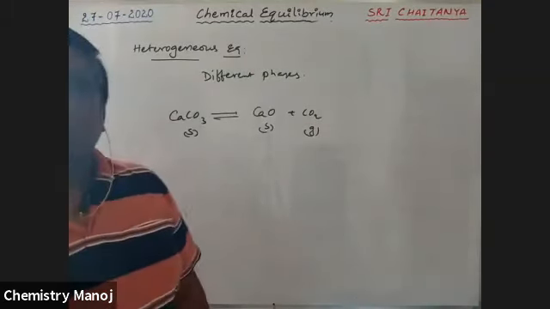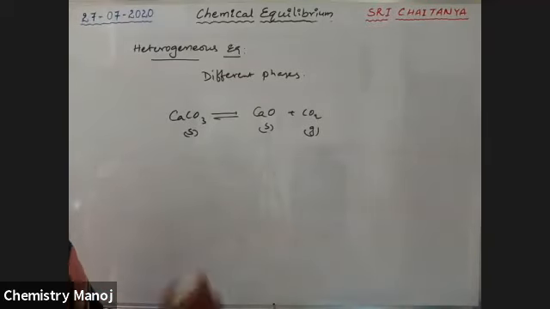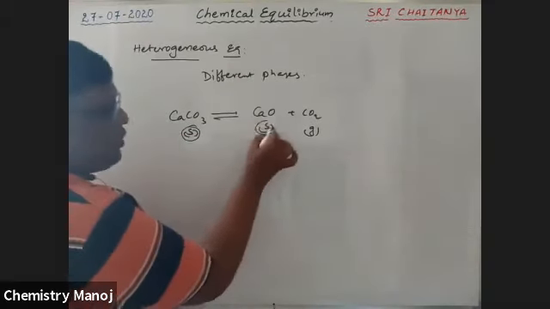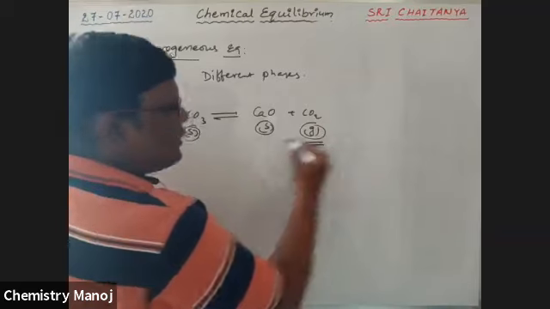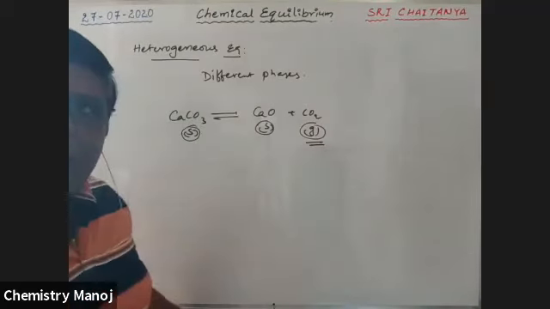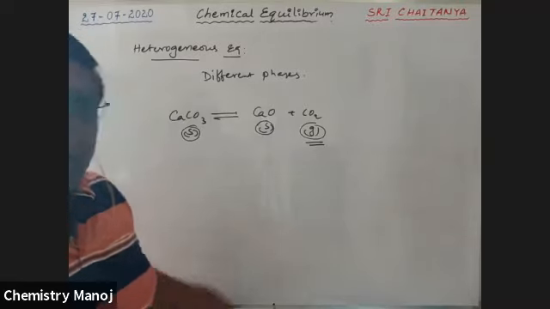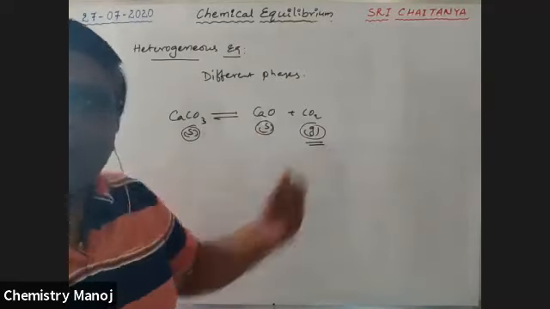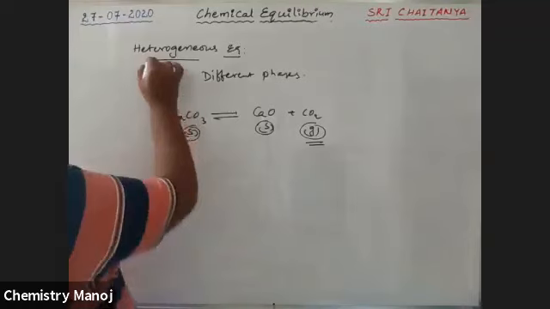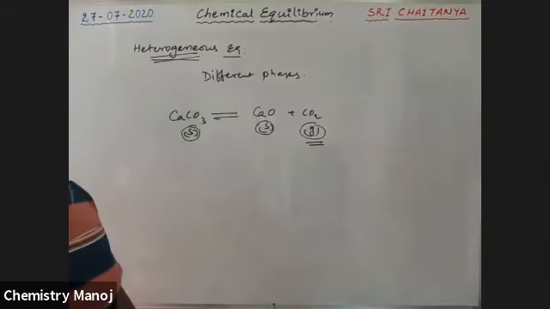CaCO3 is solid, CaO is solid. See here, it is in solid state, but CO2 is in gaseous state. That means all are not in the same phase in the equilibrium. So gas and solid, different phases, exist. That is why it is a heterogeneous system.